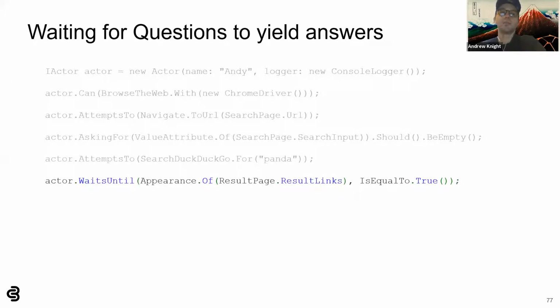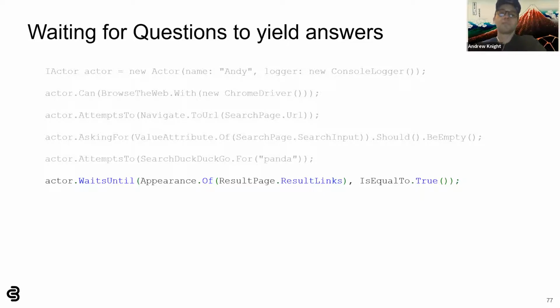Waiting is smart. It will repeatedly ask the same question until the answer is met, and then it will move on. This makes waiting much more efficient than hard sleeps. If the answer does not meet the condition within the timeout, then the wait will raise an exception. The timeout defaults to 30 seconds, but it can be overridden.